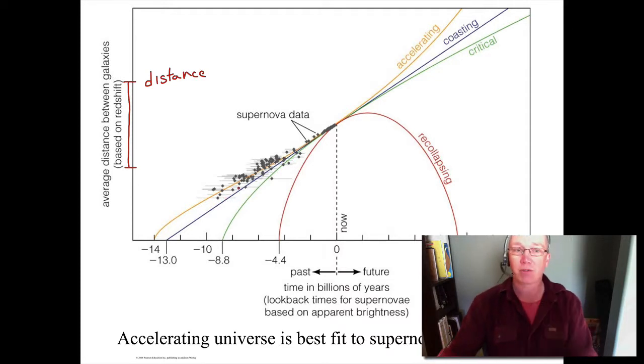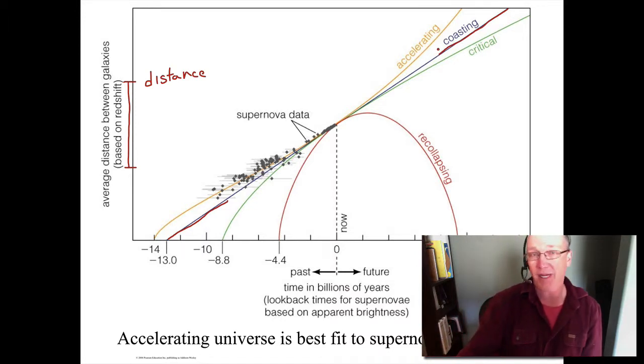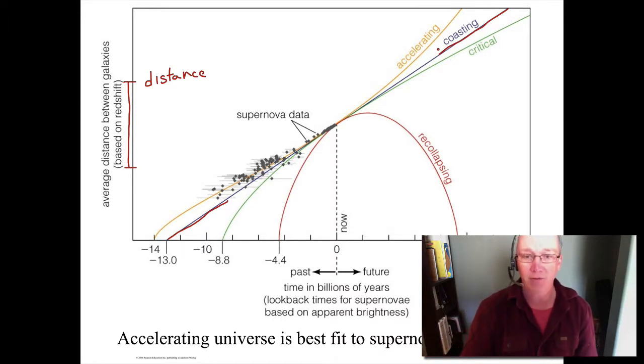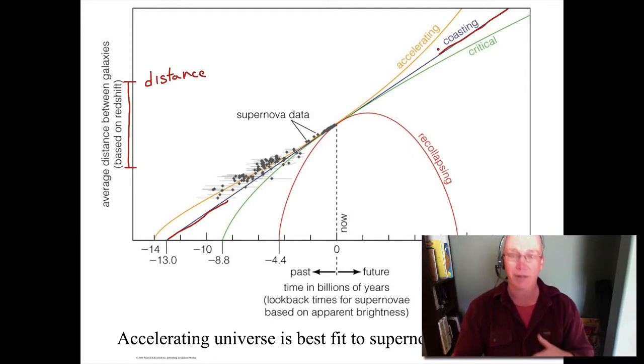And if those two numbers are the same, everything should lie on this line right here, this coasting line, because that means that the distance we estimate from the redshift should equal the look-back time distance that we get from the supernova. If they're the same, we should get a straight line. That means we're coasting. If they're above the line, it means that they're further away than we thought they were. And if they're below the line, it means they're closer than we thought they were. And that can distinguish between the critical universe or the accelerating universe.